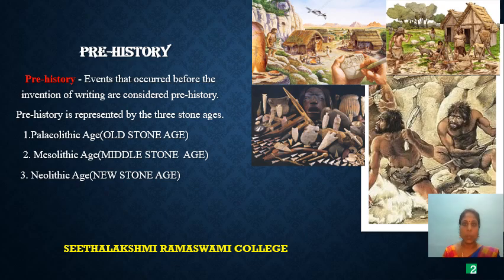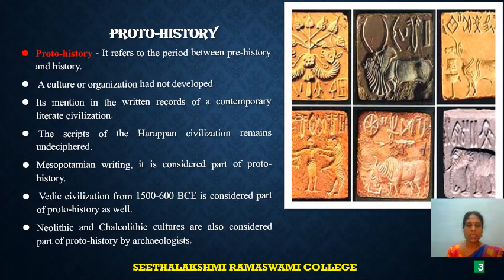The second one is protohistory. It refers to the period between prehistory and history, during which a culture or organization had not developed yet, but has its mention in the written records of a contemporary literate civilization. For example, the script of Harappan civilization remained undeciphered. However, since its existence is noted in Mesopotamian writing, it is considered a part of protohistory. Similarly, Vedic civilization from 1500 to 600 BC is considered part of protohistory as well. Neolithic and Chalcolithic cultures are also considered part of protohistory by the archaeologists.